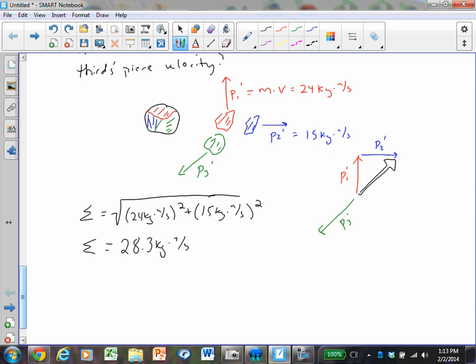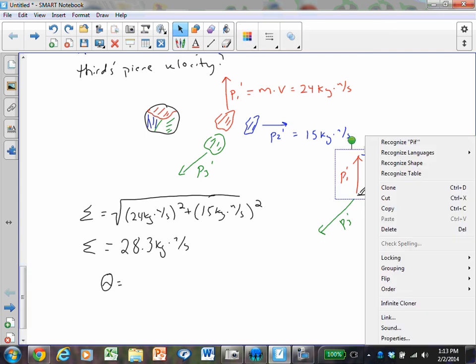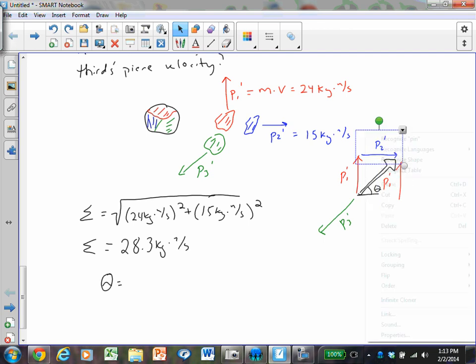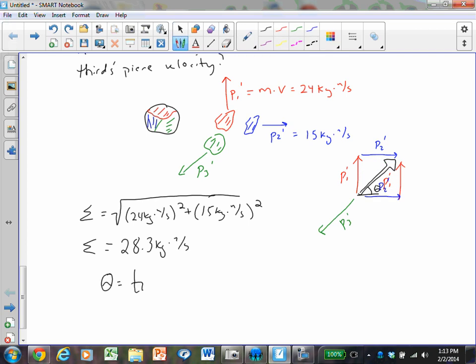Therefore, that's its value. But theta, like this, would just be the tan inverse of the y, the red, which is 24, over 15. Or 58 degrees.